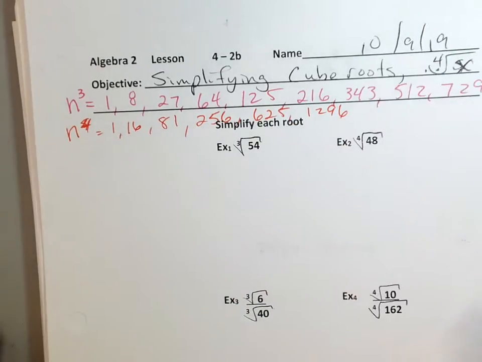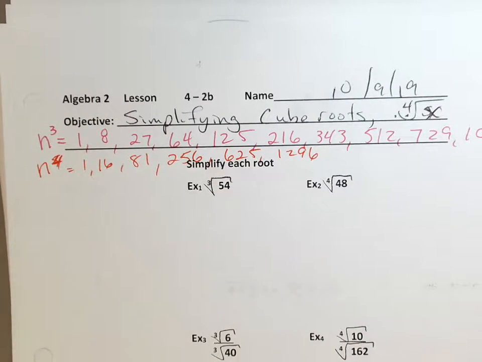So what are these numbers? Perfect cubes. Cube root of 8 is 2. Cube root of 27 is 3, right? Cube root of 64 is 4. Cube root of 125 is 5. You guys got it? 6.